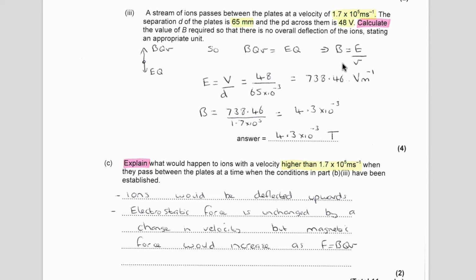Now don't forget, we're asked to state the appropriate unit, so the unit of magnetic flux density is the Tesla. So in terms of your 4 marks, basically you get 1 mark for identifying how you calculate B, you get another mark for identifying the actual value of the electric field strength, you get 1 mark for the correct answer, and then your 4th mark is for the unit.